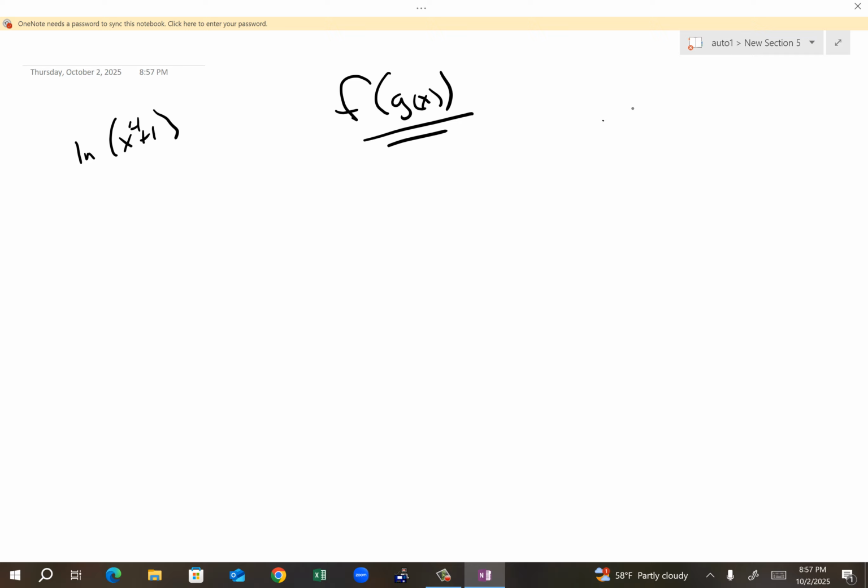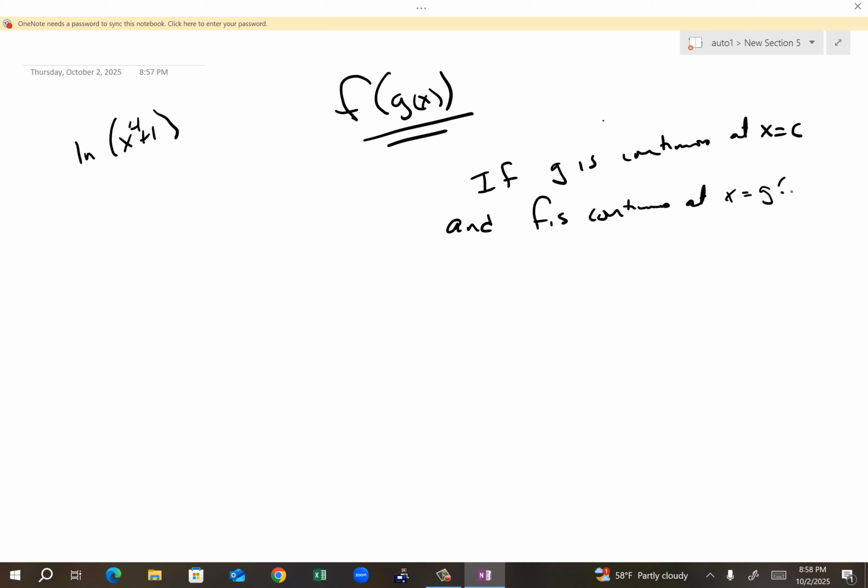If you look back to theorem 5, it says this. If g, so we have f of g, you with me? We have f of g of x. If g is continuous at x equals c, and f is continuous at x equals g of c, then f of g of x is continuous at x equals c.